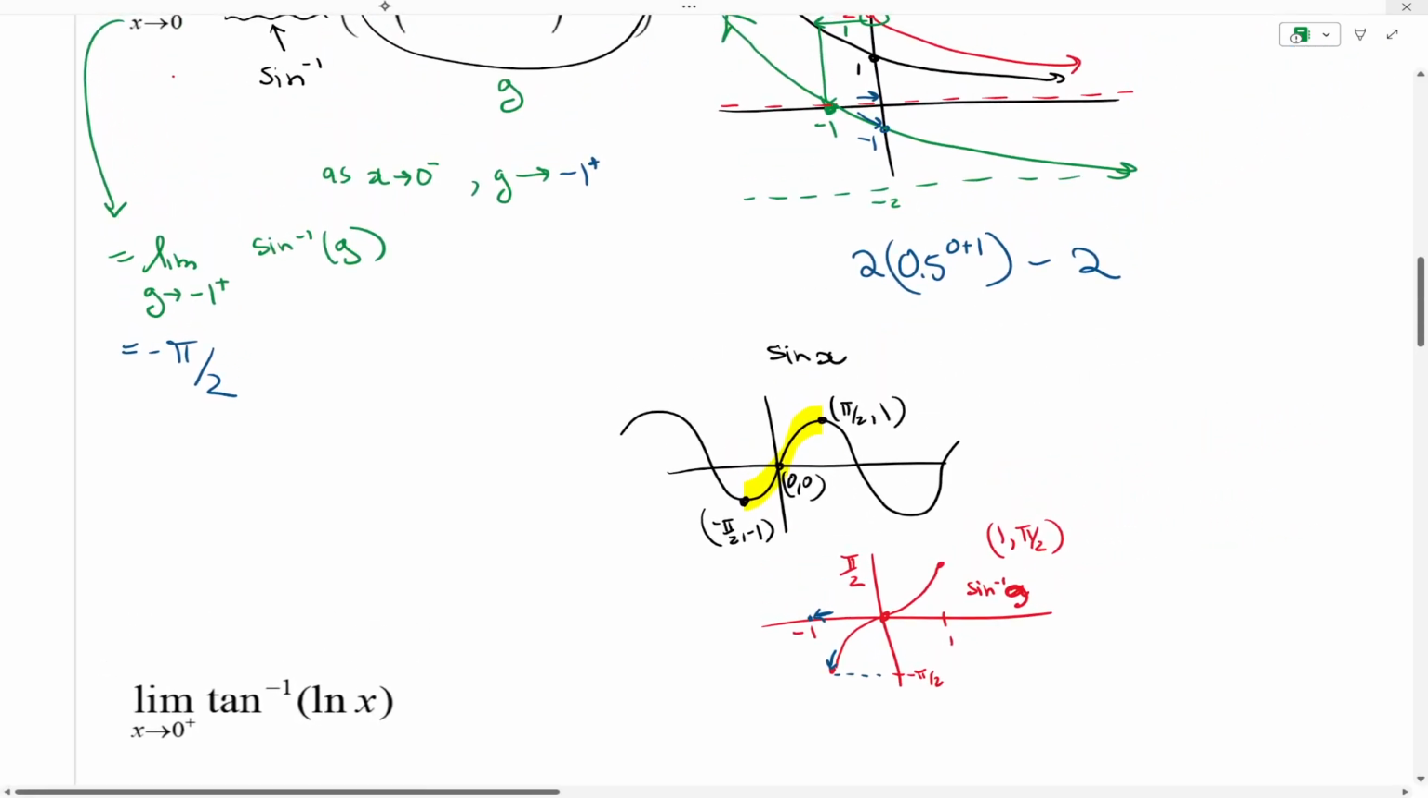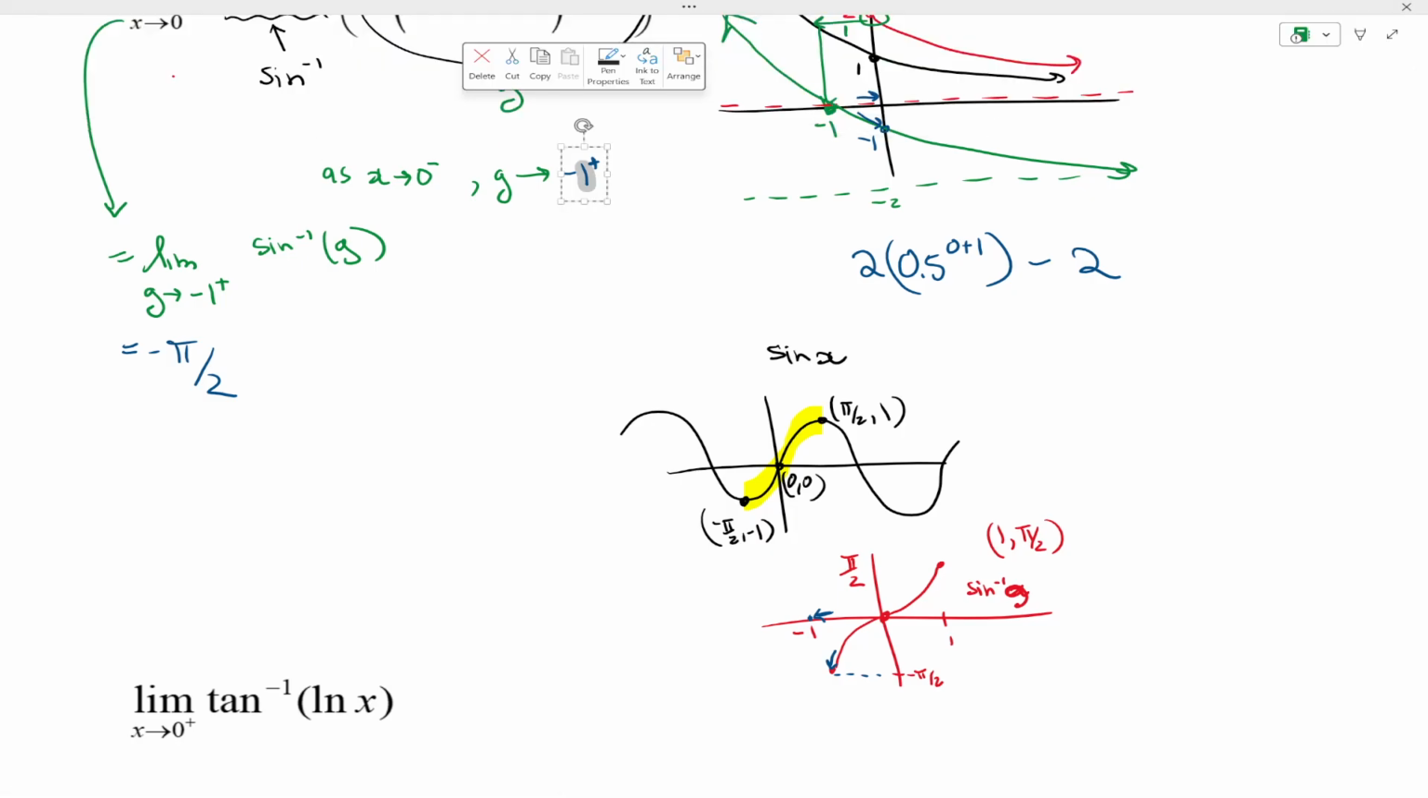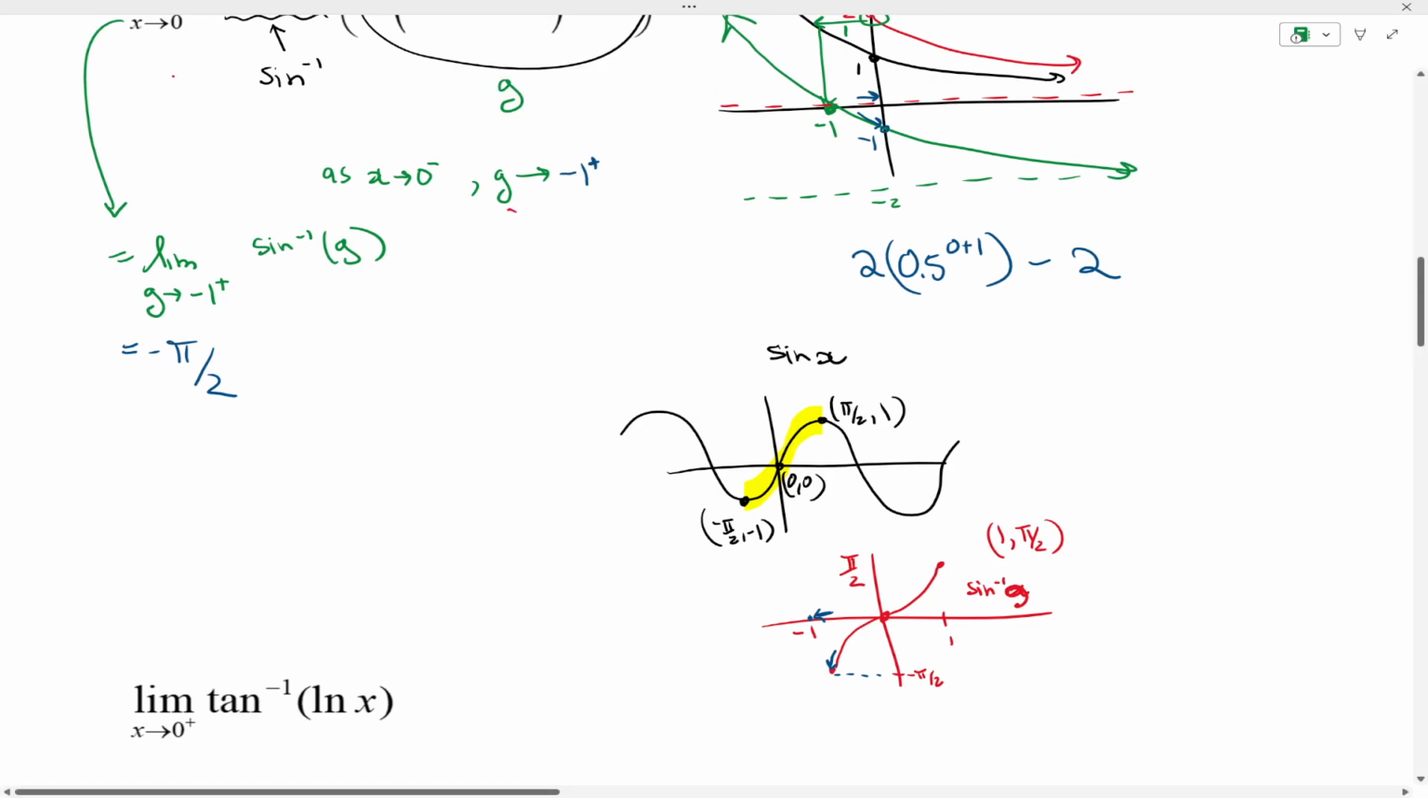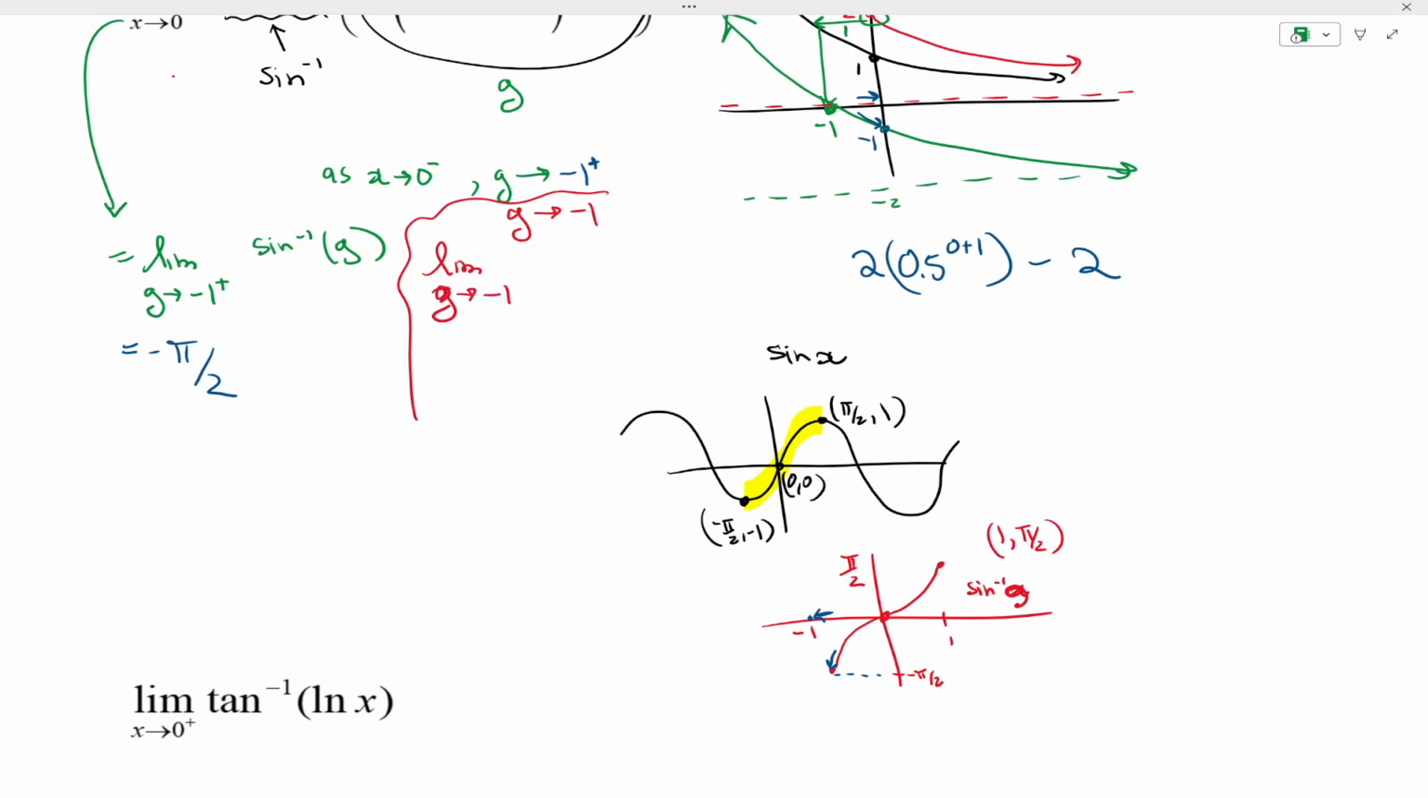So Venkat, now your question. If you were to forget about the plus sign, and at times if you forget it, it might not actually affect anything, but here it would. So imagine you did this and you said G approaches negative 1 without being specific that it goes from the top. Then this question would become the limit as G approaches negative 1 without plus or minus of sine inverse of G.